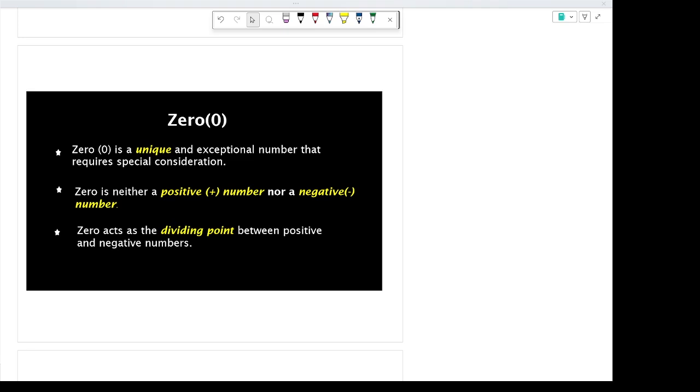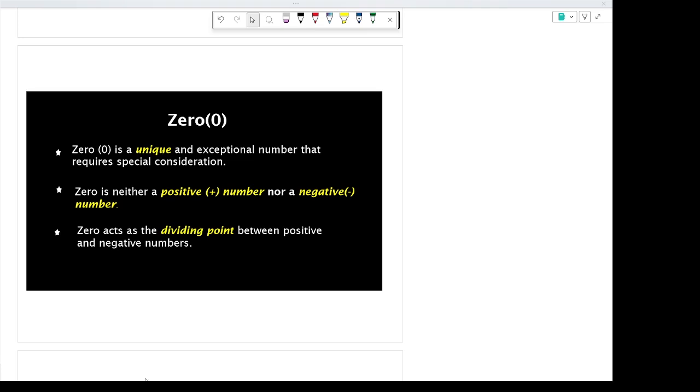You see, 0 is neither a positive number nor a negative number. That is, 0 does not have either a positive or a negative value. You see, 0 acts as a dividing point between the positive numbers and the negative numbers on a number line. And it's also a reference point as well.